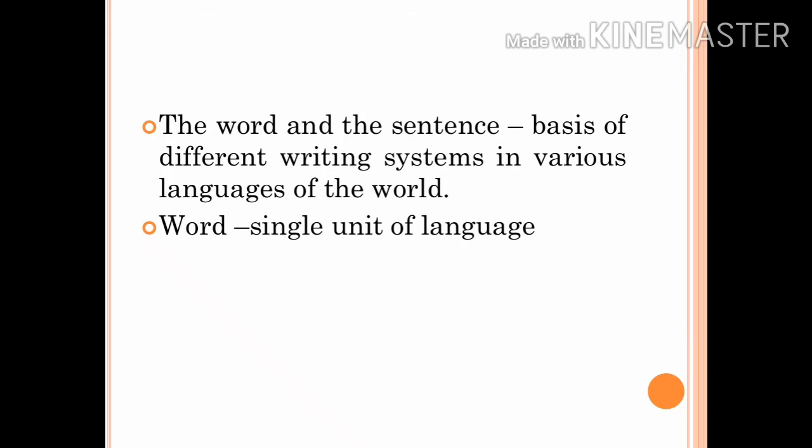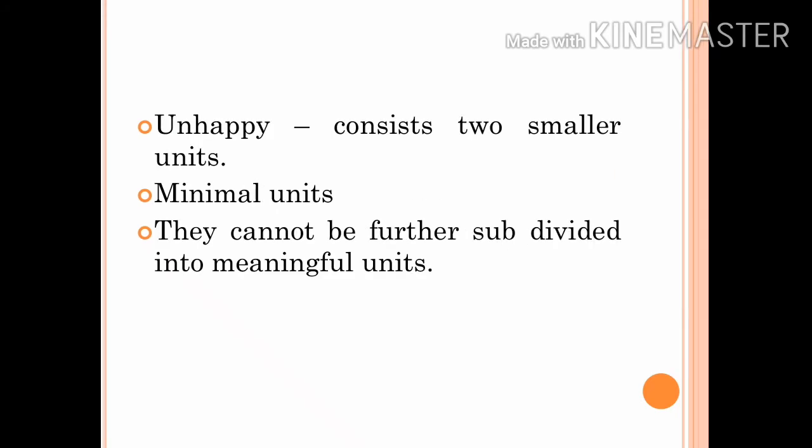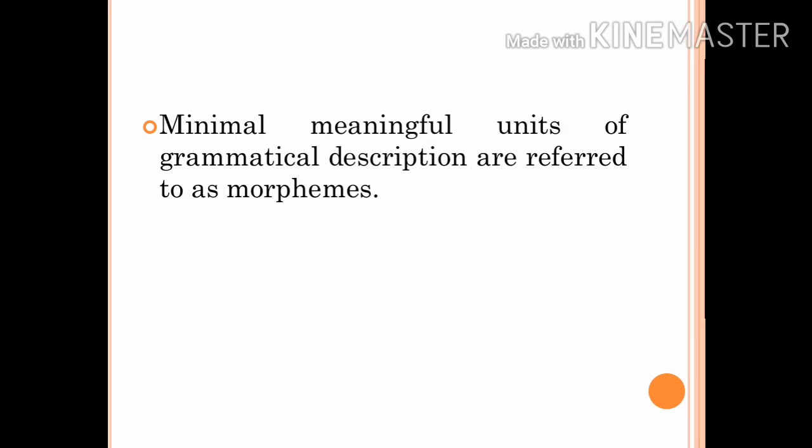A word is a single unit of language which means something and can be spoken or written. The English word unhappy is made up of two smaller units, un and happy. These are minimal units that cannot be further subdivided into meaningful units. Such minimal, meaningful units of grammatical description are generally referred to as morphemes.